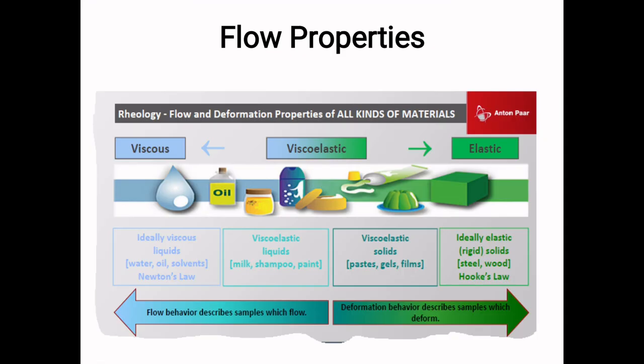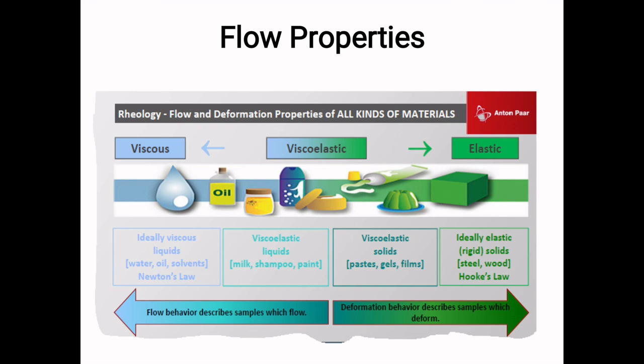Now in this slide you can see the different flow properties of different substances. Here you can see that the substances or materials have been classified into three classes: viscous, viscoelastic or elastic. So what are the examples of viscous? Like oil and milk, glycerin. Viscoelastic like paste and other products, and elastic means like rubber and all.